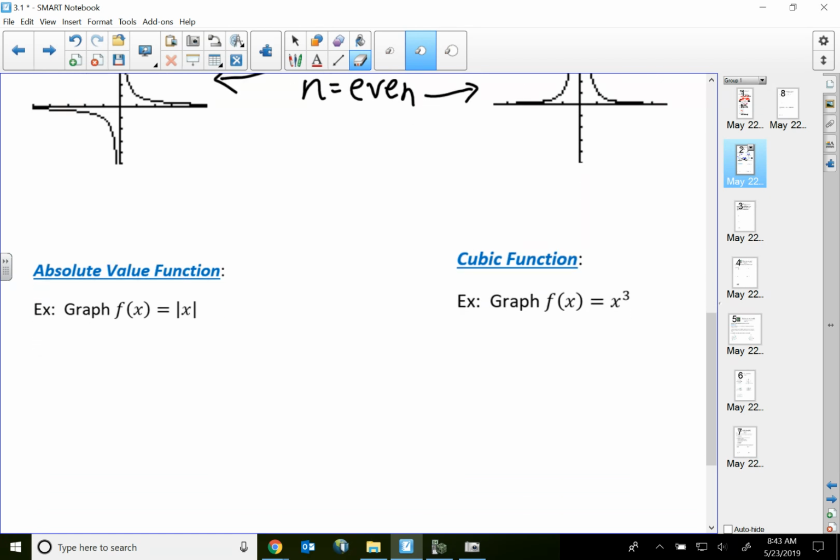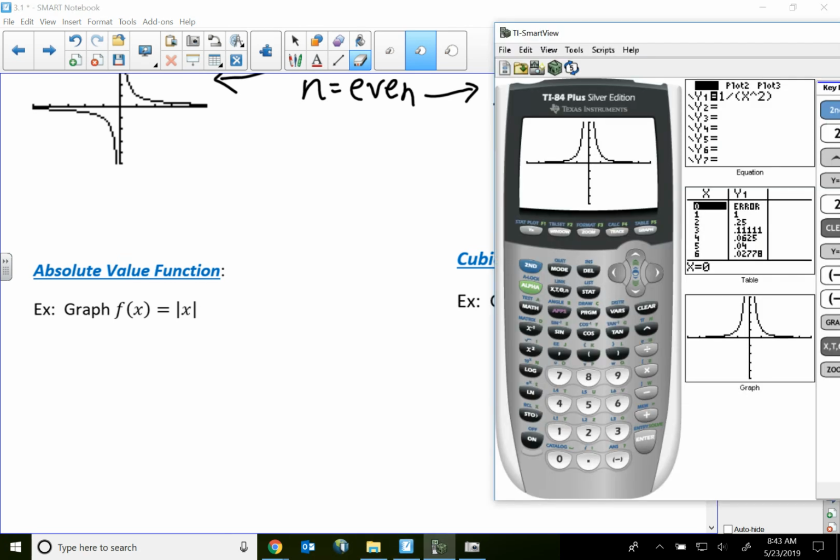Absolute value function. You probably learned about how to solve an absolute value equation before. So rather than having an absolute value equation, that equation leads to a graph, and that graph we call a function. So to graph, I'm going to go back to standard window real quick, press zoom number 6, and then go back to y equals.